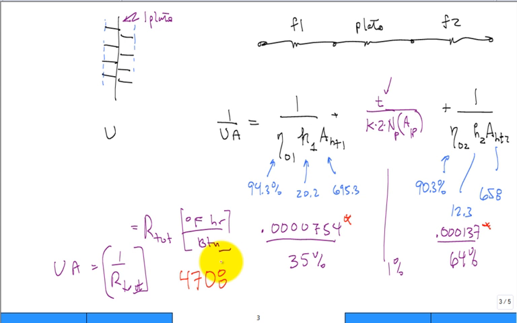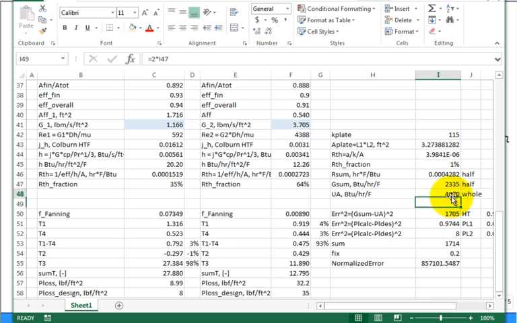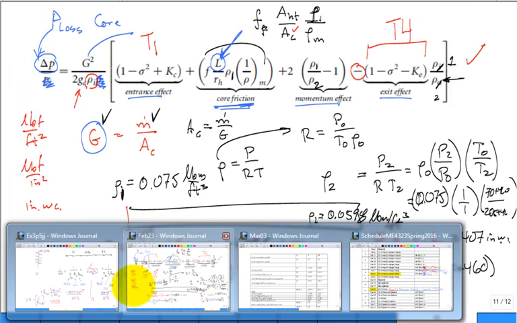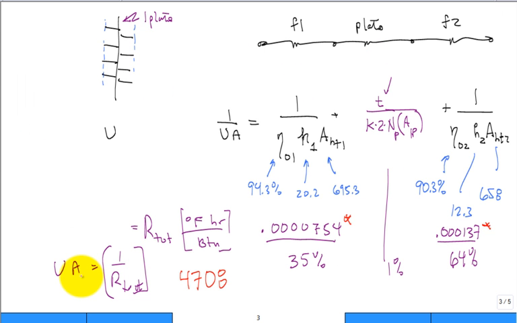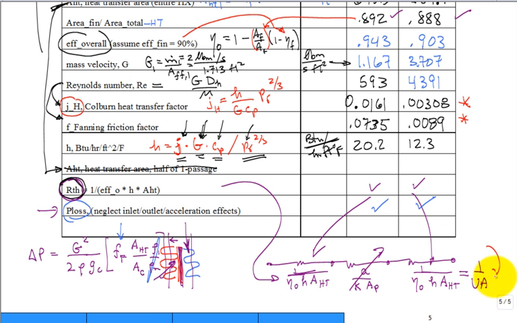4,708. Anybody else? Same. So we verified it, and when I go back to the Excel code, you'll see that the Excel code is really close, 4078. It's a little different. Oh, it is about 1%. Okay, very good. Thank you. So now we have UA. Let's go back. This is our discussion of how to get that UA, just like I showed last time. So hopefully you were able to do it.